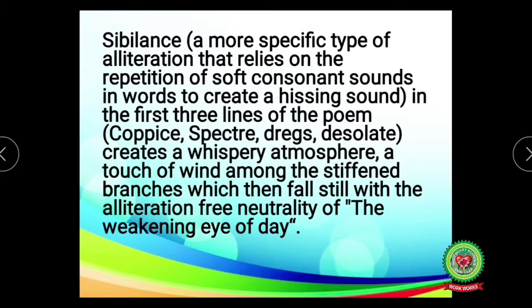This is the sound of S. For example, in coppice, spectre, dregs, desolate. So, this is the hissing sound of S. Thus, here the poet has used sibilance. So, the use of sibilance in these lines gives an impression of the sound of wind among the trees. And then in the fourth line, finally, there is no hissing sound when the poet says the weakening eye of day. Let's proceed to the next slide.